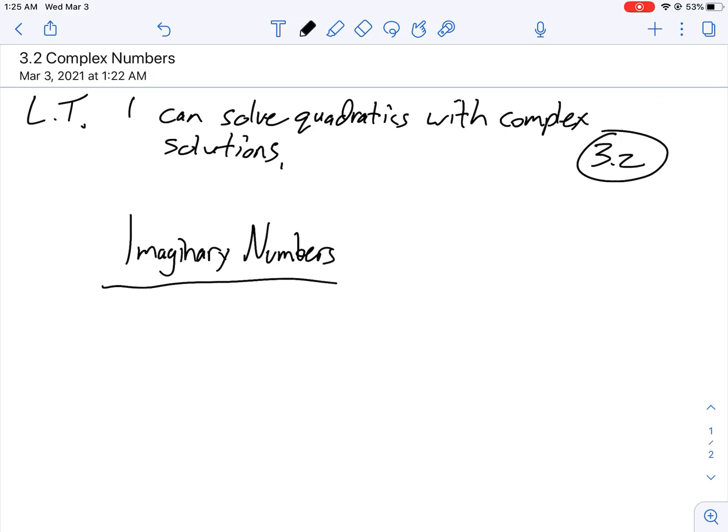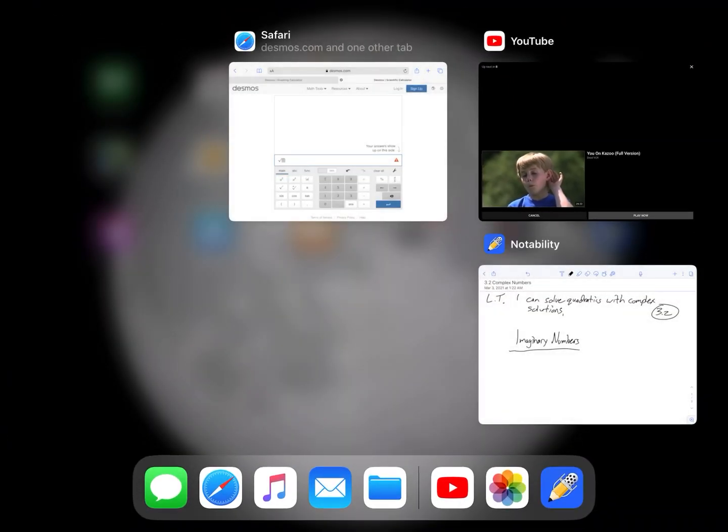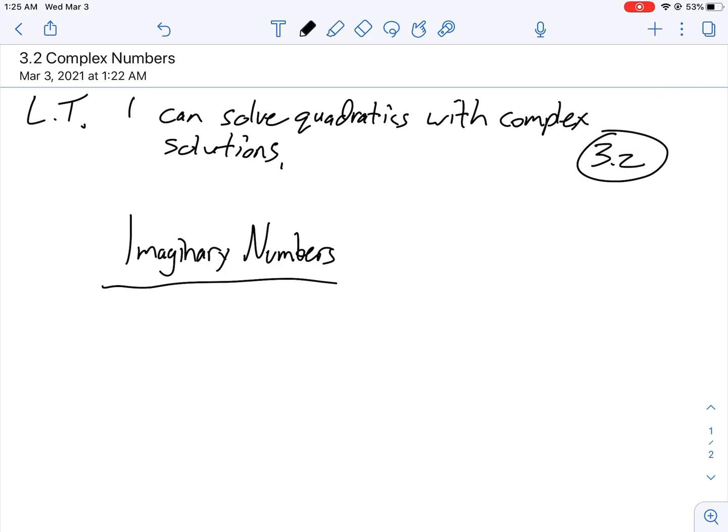Now, imaginary numbers, they're not real. So all I have to say is, welcome to the land of make-believe! These numbers aren't real. They are make-believe. They do have real applications, but again, they're not real. They're imaginary.